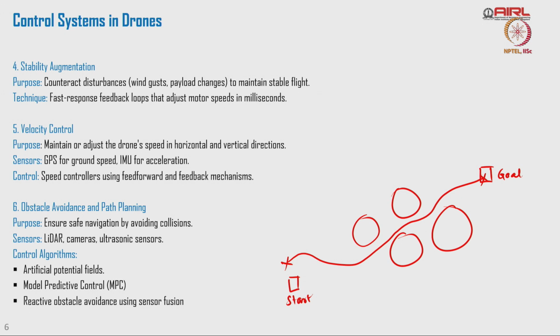The sensors are LiDAR, cameras, ultrasonic sensors, sometimes radars, and the control algorithms which are generally used are artificial potential field, model predictive control, some reactive obstacle avoidance schemes, control barrier functions, etc. We will be covering these topics in the later lectures. So, I am not going into a much deeper notion at present.